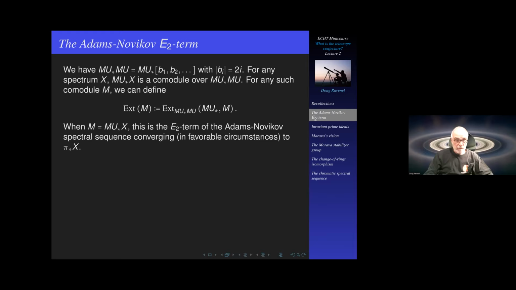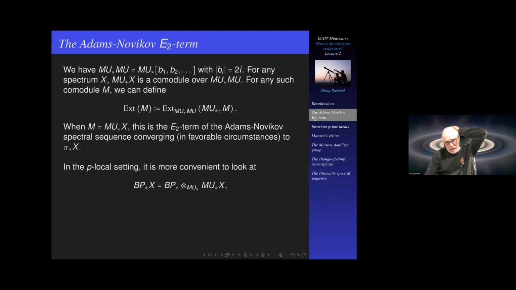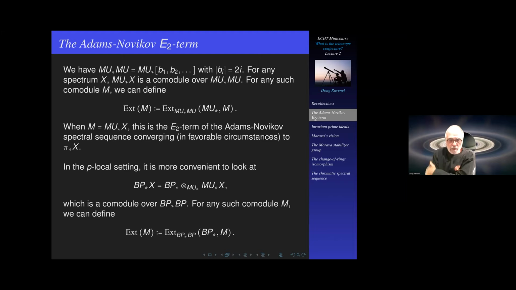So if X is the sphere spectrum, this is the Adams-Novikov spectral sequence converging to the stable homotopy groups of spheres. Now, if you're in the p-local setting, it's more convenient to do this in terms of BP theory. Remember, BP star was a polynomial algebra that's a lot smaller than MU star. It has far fewer algebra generators. And BP lower star of X is a comodule over BP lower star of BP. For any such comodule, I'm going to use the same notation. On this page, you see Ext of M defined in two different ways. The first definition is when you're in a global setting. The second definition is when you're in a p-local setting. And I'm hoping it'll be clear from the context which of these I'm talking about.